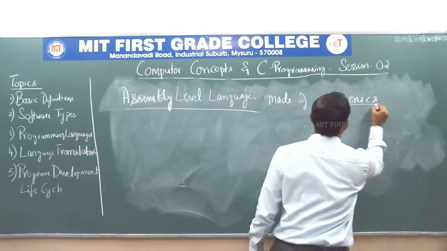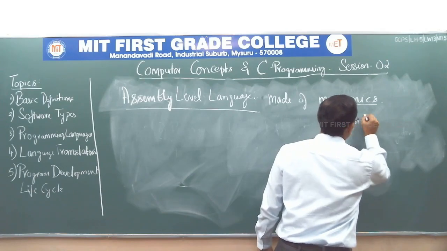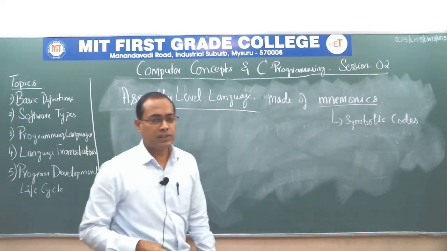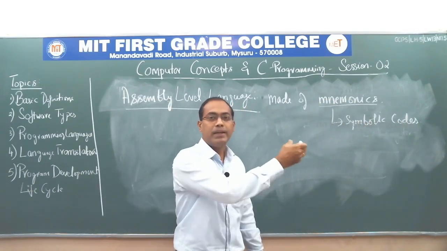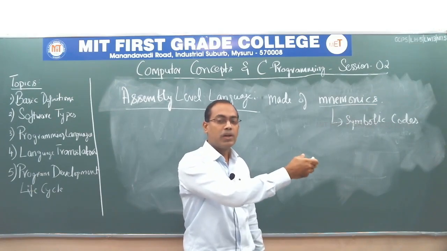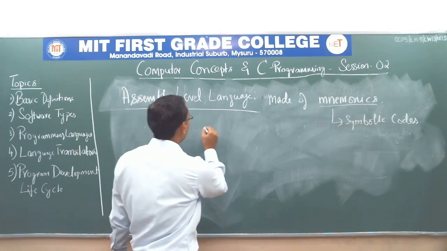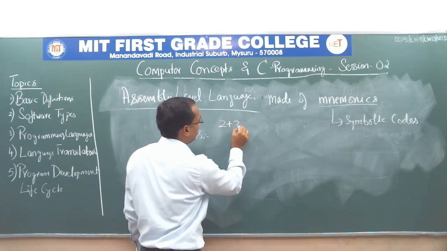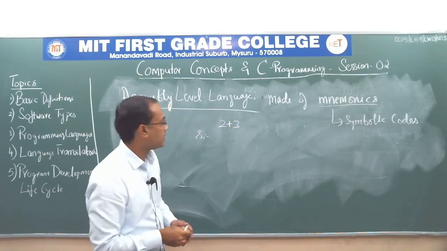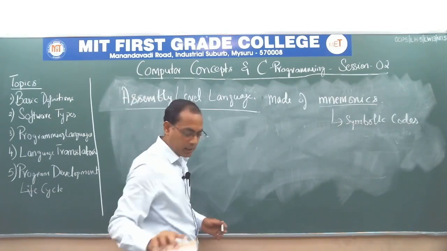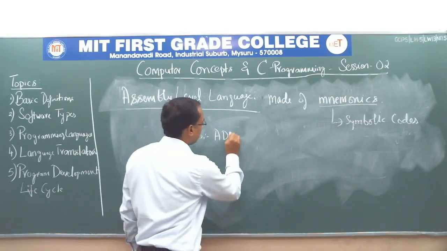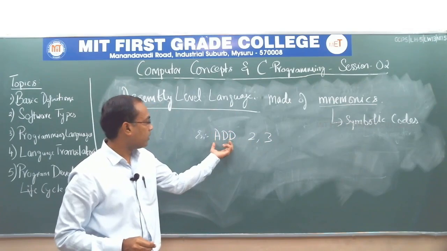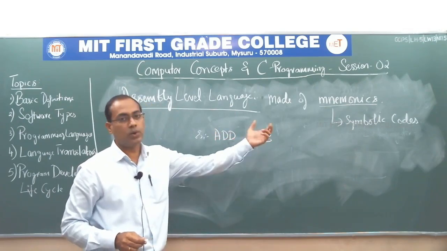What is this word mnemonics? It means a symbolic code. You are representing some English-like symbols or codes for particular operations. Take for example, I want to perform addition of two numbers, 2 plus 3. If I want to do this in assembly level language, I will say add 2 comma 3. So add is a symbolic code. It is a mnemonic.